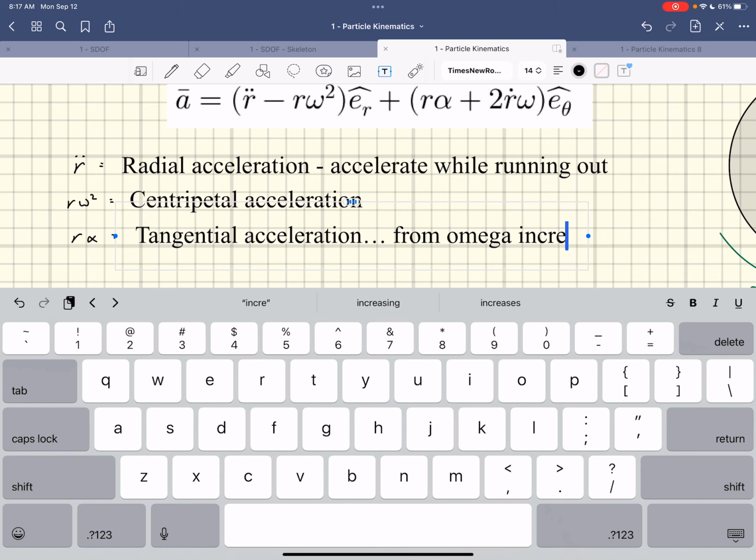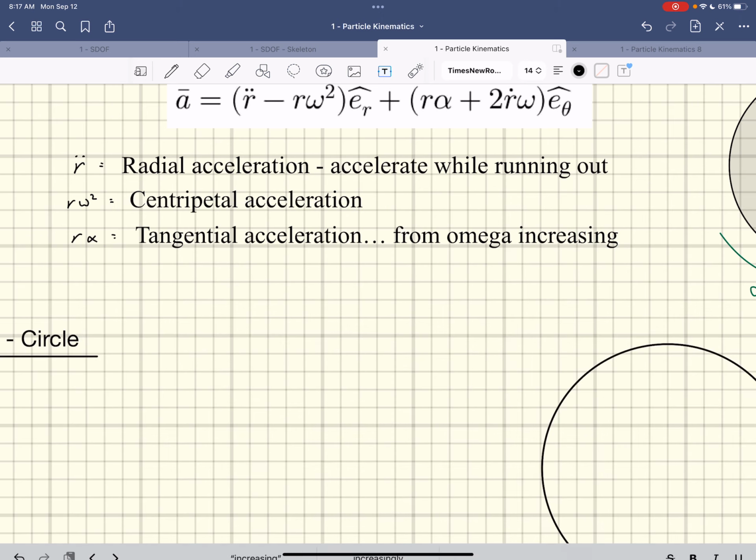Uh-oh. It's hard to type on that screen. All right.